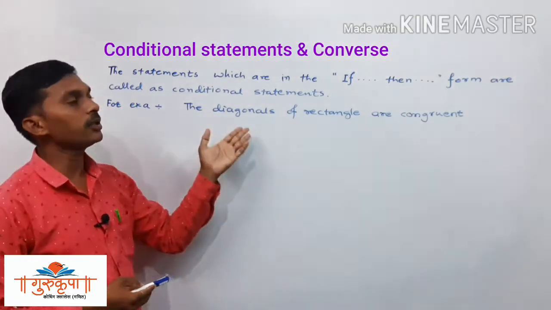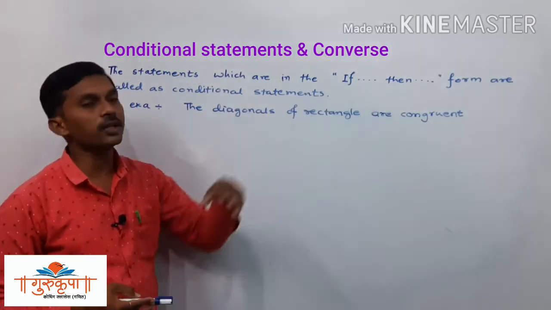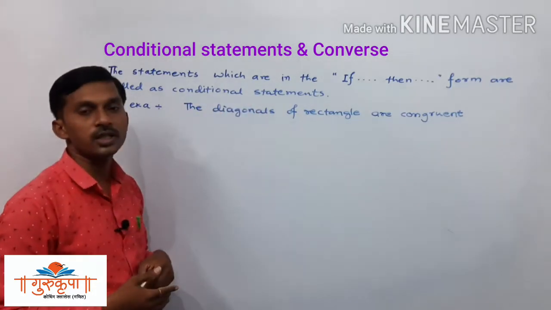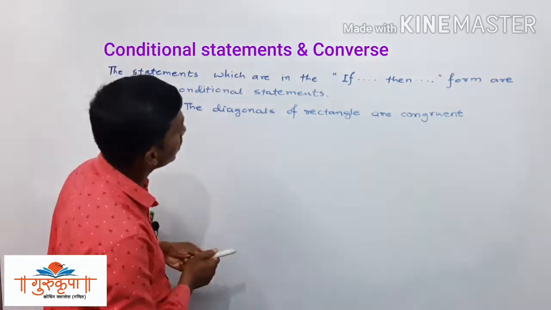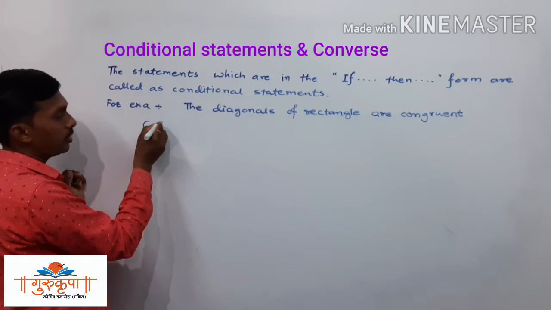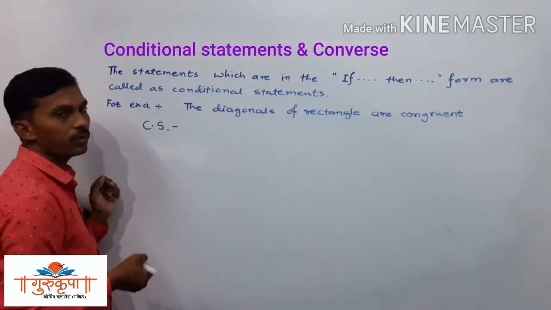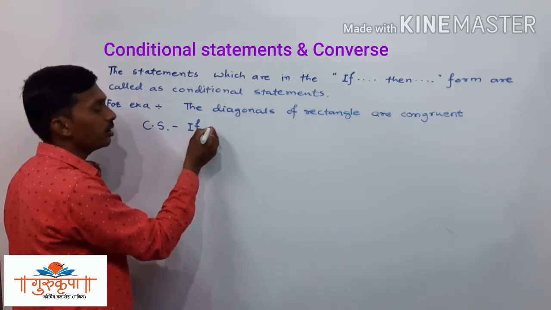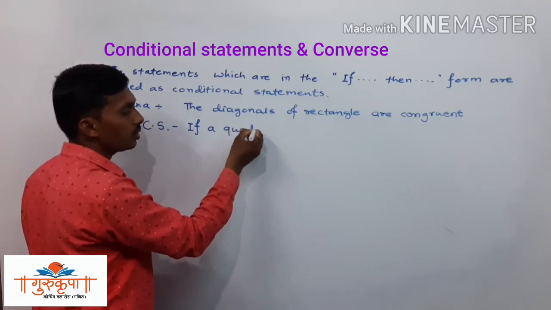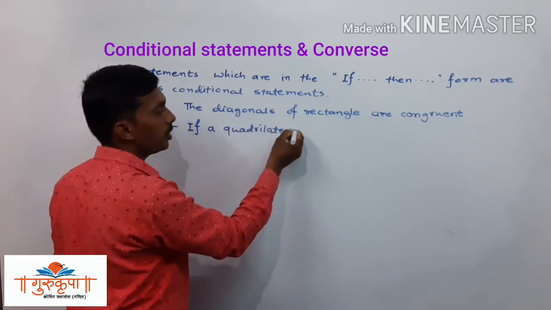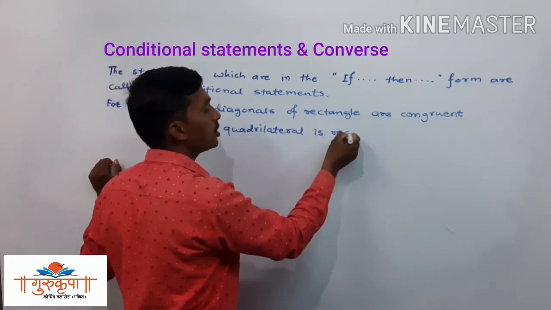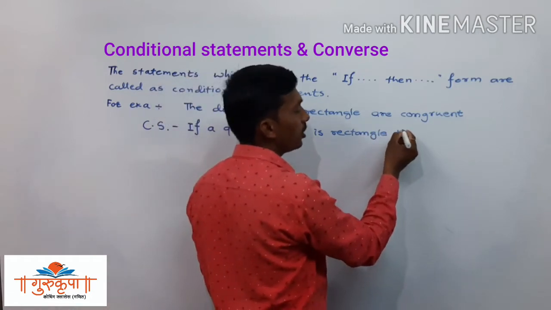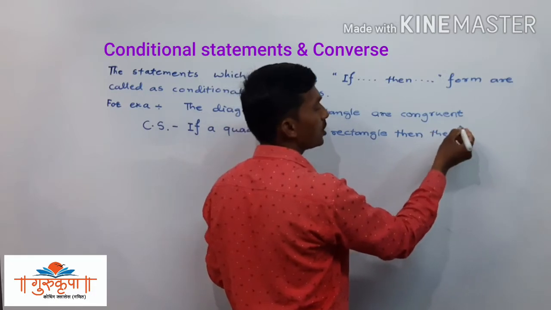How can we convert it into the conditional statement? We have to use the words if and then. The diagonals of a rectangle are congruent is the simple statement. Now we have to write the conditional statement. And what should be the conditional statement? If a quadrilateral is a rectangle, then the diagonals are congruent.